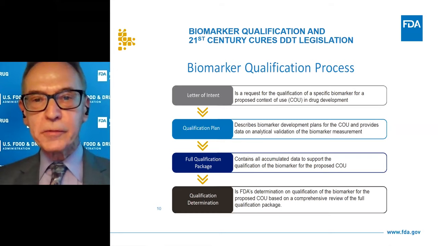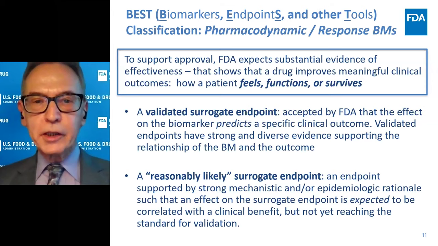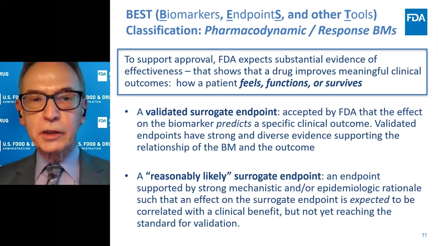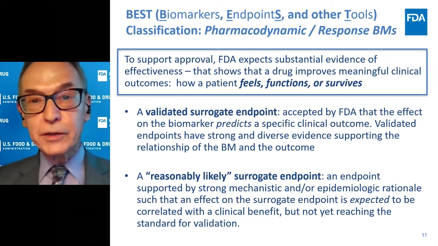One particular type of biomarker is the surrogate biomarker or surrogate endpoint that can be used for approval, either using traditional approval or accelerated approval. But it's important to appreciate that to support approval, FDA requires substantial evidence of effectiveness. And this means showing that the drug improves a clinically meaningful outcome, namely a way that a patient feels, functions, or survives.